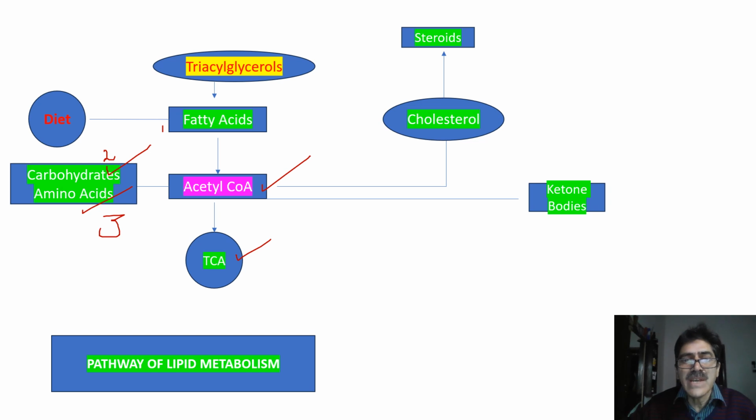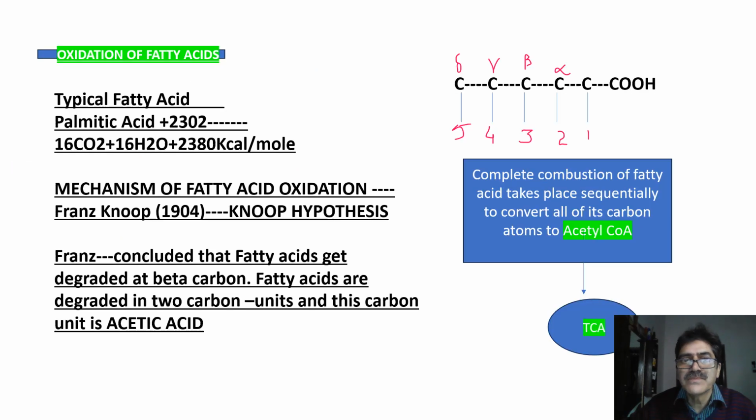Now, if acetyl coenzyme A is produced in excess under certain clinical conditions, then it would form ketone bodies. And acetyl coenzyme A has other applications also, used in the synthesis of cholesterol, and finally cholesterol is also utilized in the synthesis of so many steroids. So this is the background regarding acetyl coenzyme A.